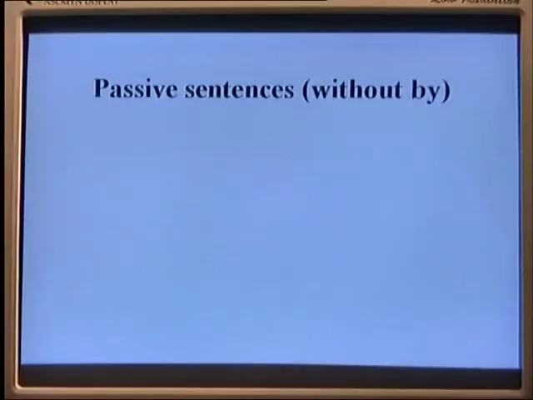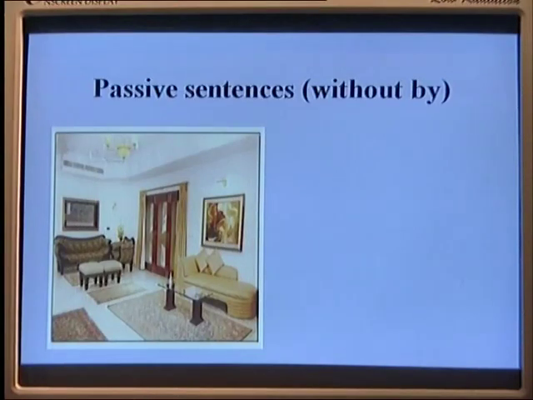For example, passive sentences without by. When subject is not important, when the doer is not important, then we use these kind of sentences without by. Look at this picture, all of you. Look at this picture. What do you see in this picture? This is a living room, and here at the corner you see a flower vase.